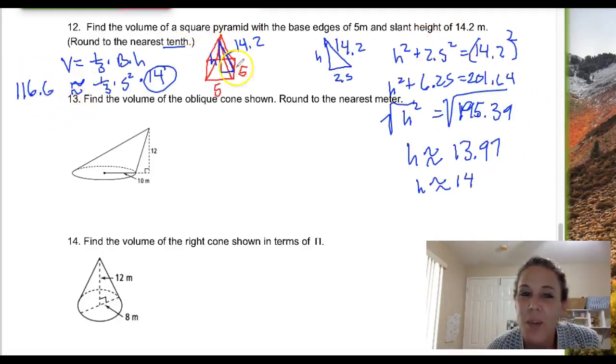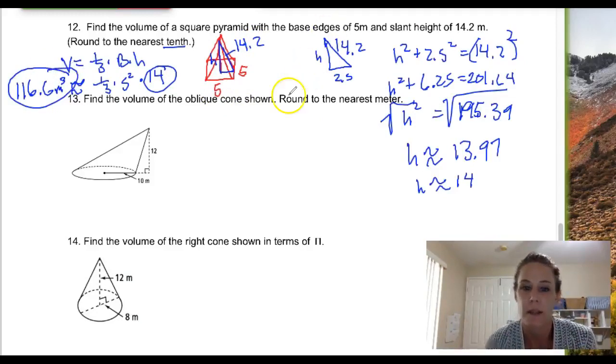So it's going to be meters, meters, and meters. So it's going to be meters cubed. And that's your volume.